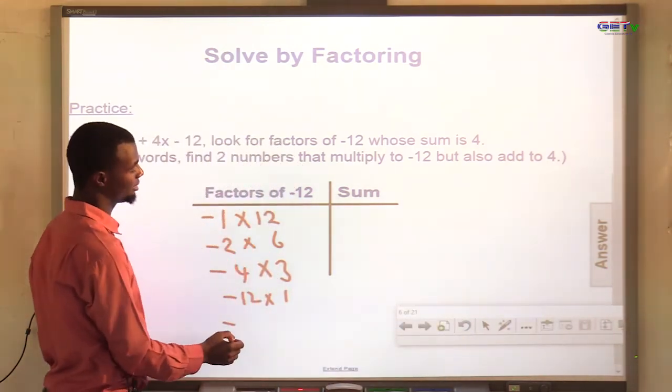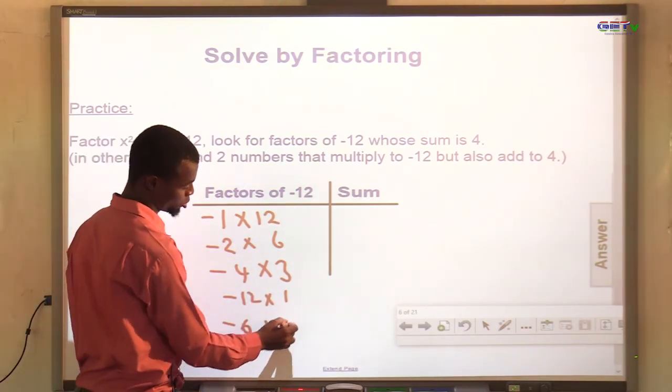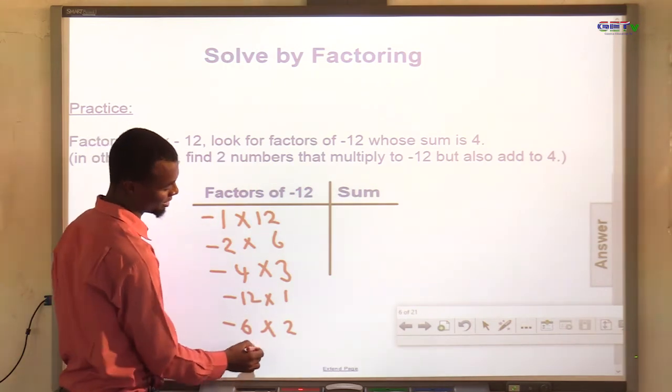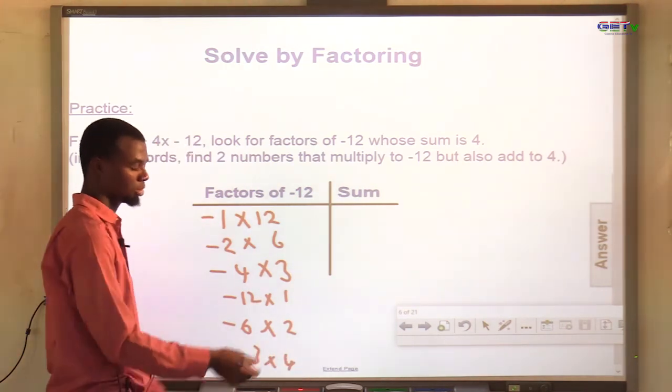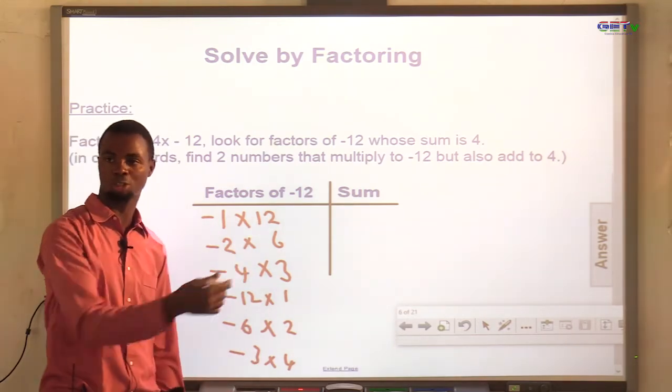And you have negative 6 and 2. You can also have negative 3 and 4. You just interchange the numbers, if you like, and you leave the negative sign. So this will give us 12.